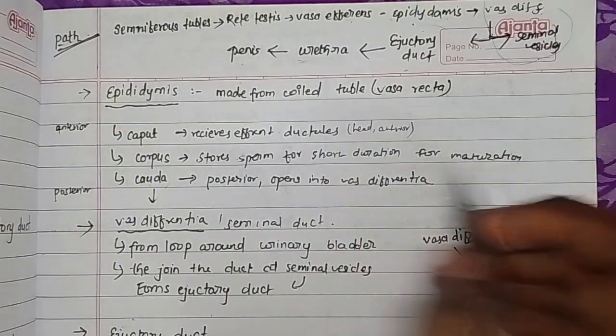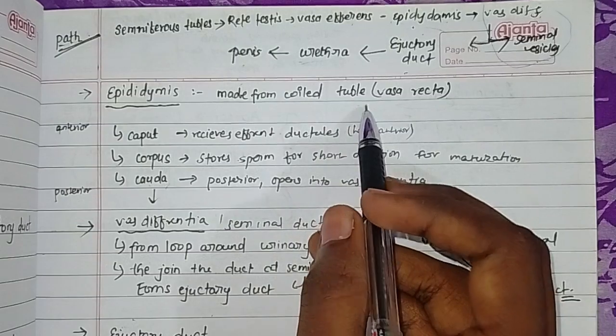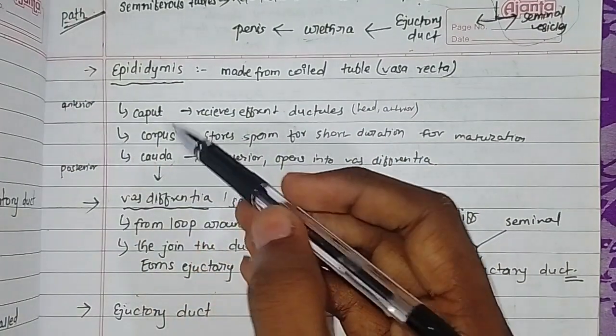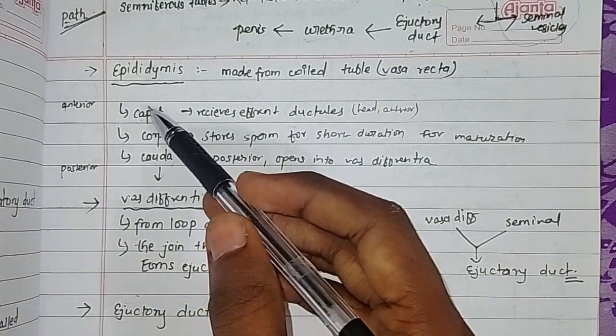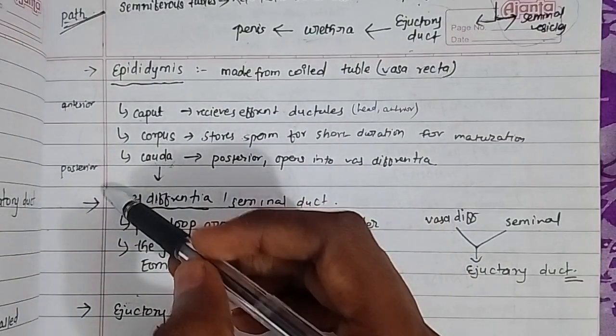So anyway, let's talk about the epididymis. The epididymis is made from a coiled tube and has 3 parts: caput, corpus, and cauda. The caput is the anterior part and the cauda is the posterior part.